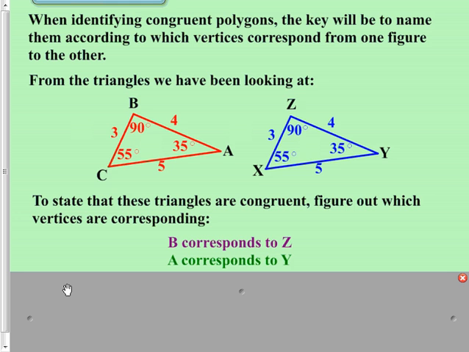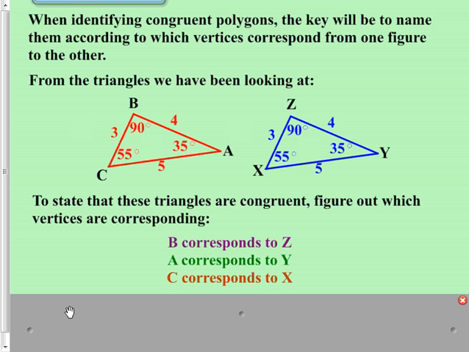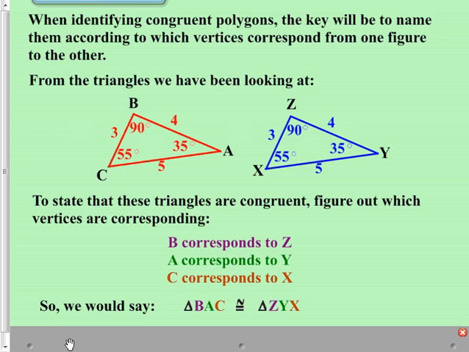They're both 35 degrees. They're both in between the sides that measure 4 and 5. And that leaves us with C corresponding to vertex X. And again, because they're both the 55-degree angles, they're both in between the side lengths that measure 3 and 5. Okay, so very easy to decide what corresponds to what in this figure. And then when it comes time to name them, you simply list them off in corresponding orders. Okay, so we could say triangle BAC would be congruent to triangle ZYX.